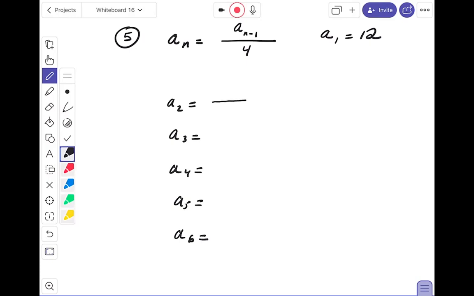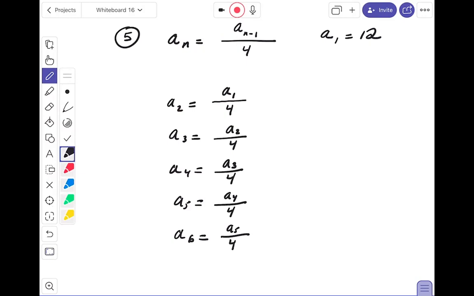Well, A2 is going to be related to A1. I want to put what I'm looking at: I'm looking at this over here, n minus 1. So it's 2 minus 1, which is 1, over 4. I'll write that down for you. This would be A2 over 4. This would be A3 over 4. This would be A4 over 4. And this would be A5 over 4.